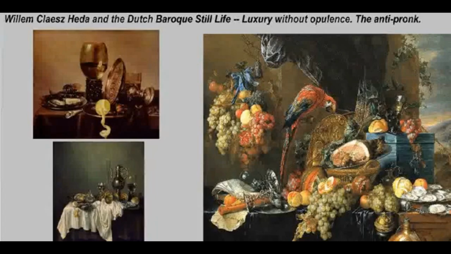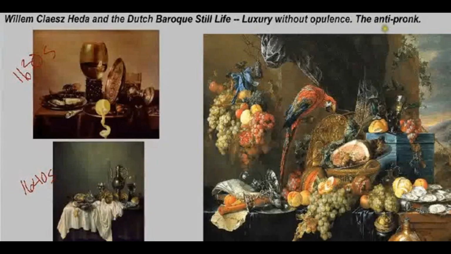And we're going to take a look at one particular painting of his. We're going to take a closer look at this painting on the top. But here at the bottom is another example of his still lifes. And the top painting is called a still life, and it dates from the 1630s. And the bottom painting dates from the 1640s.